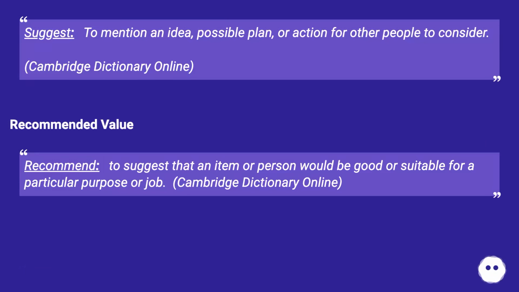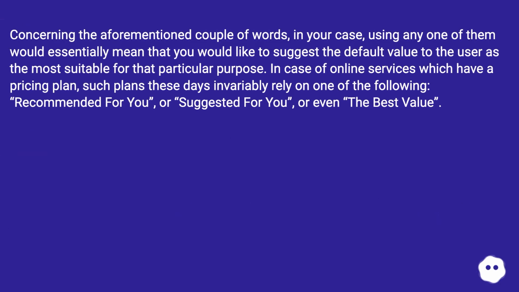Suggest: to mention an idea, possible plan, or action for other people to consider. Cambridge Dictionary Online. Recommended value. Recommend: to suggest that an item or person would be good or suitable for a particular purpose or job. Cambridge Dictionary Online. Concerning the aforementioned couple of words, in your case, using any one of them would essentially mean that you would like to suggest the default value to the user as the most suitable for that particular purpose. In the case of online services which have a pricing plan, such plans these days invariably rely on one of the following: recommended for you, suggested for you, or even the best value.